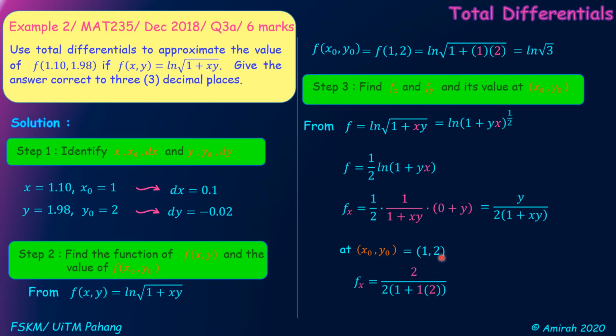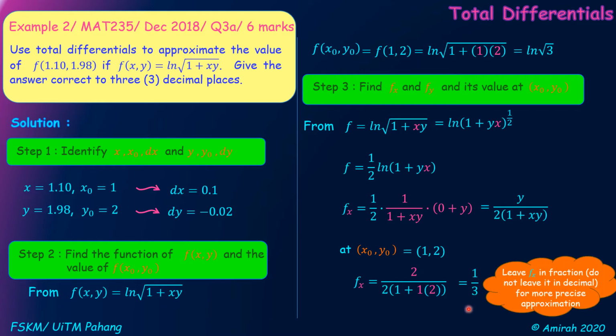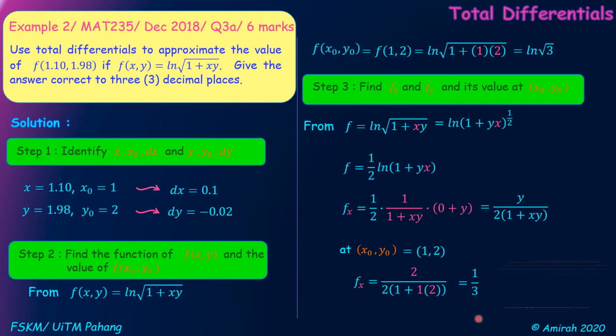So y we replace by 2 and then over 2 times 1 plus x we replace by 1 and then y we replace by 2. Then we simplify, so we get fx equals 1 over 3. Right? We leave fx in fraction. Do not leave it in decimal for more precise approximation. Okay?